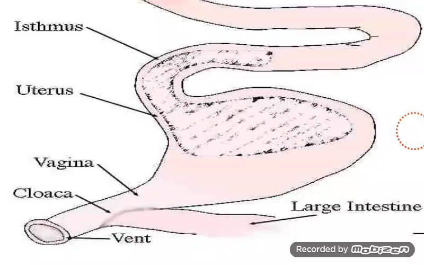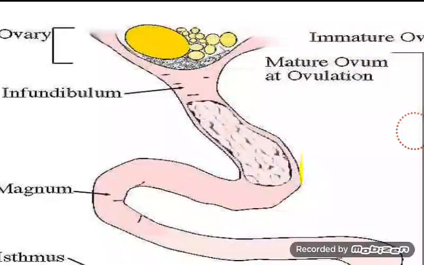So when the male cock mates with the chicken, the sperm will enter through the cloaca to the vagina, then to the uterus, go up like that to go and fertilize the egg at the ovary, at the infundibulum here, once the egg is matured.